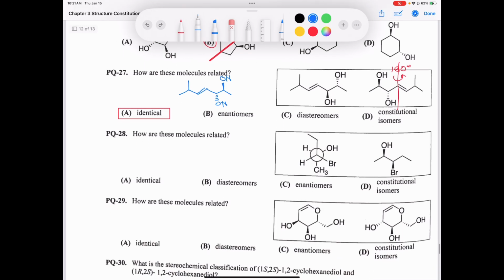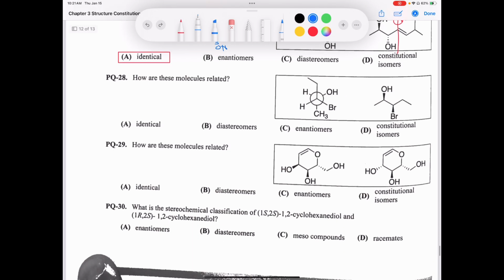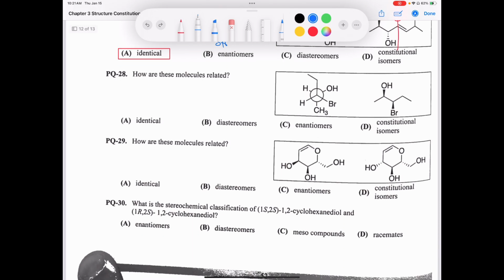All right, number 28, how are these molecules related? I think they're cousins twice removed or something. No, anyhow, let's take a look here. So we want to look down the axis between this carbon and this carbon, because that would give us a Newman projection. So if we draw an eyeball, that's what I'm doing here. This is an eyeball. We look down this carbon axis, what would we see? Well, let's draw it.